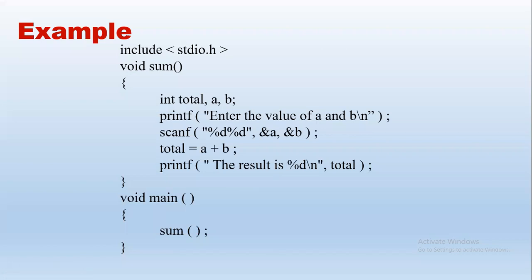So here we have seen this addition. In the sum function, we are printing the result in the function itself. After implementing this, it has printed the result is 6. Control comes back to main. So this is how we can find the sum of two numbers without return type and without parameter.